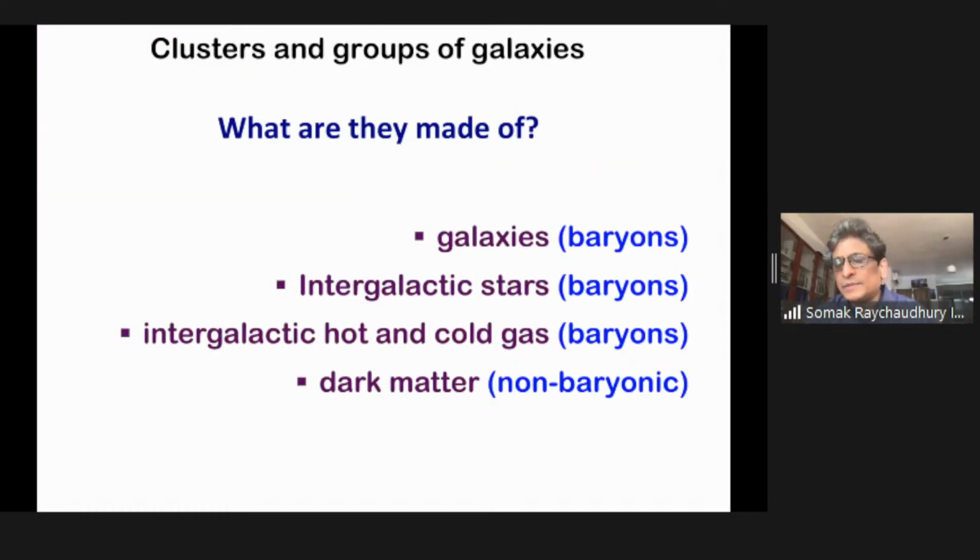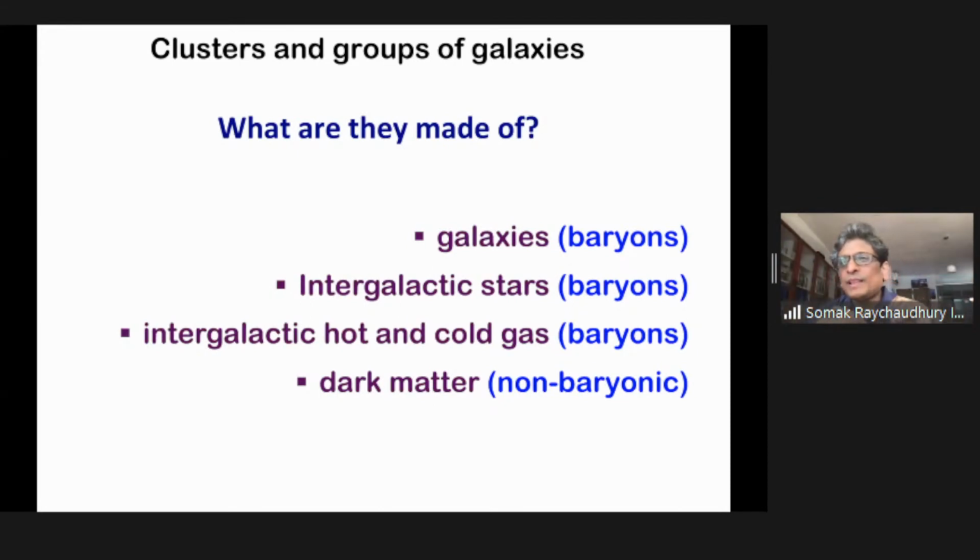But clusters themselves, in addition to the dark matter around the galaxies, have dark matter on their own. In fact, the cluster itself is full of dark matter holding together the galaxies. And I'll show you the evidence for that in a minute. So what are they made of? They're made up of galaxies, and they're made of dark matter that holds together galaxies. So it's not just the dark matter around individual galaxies themselves, but the dark matter that holds together all galaxies.